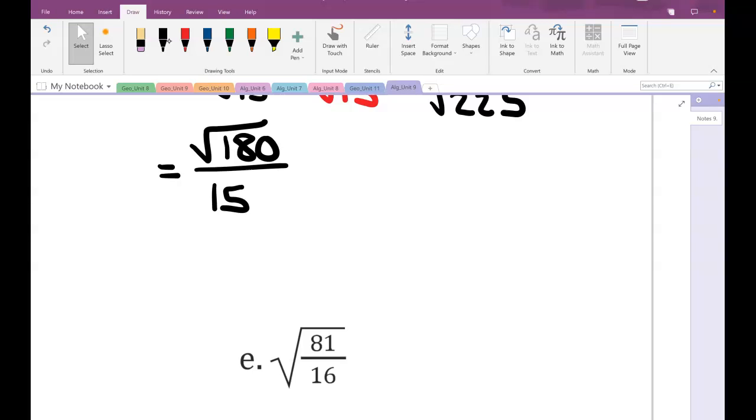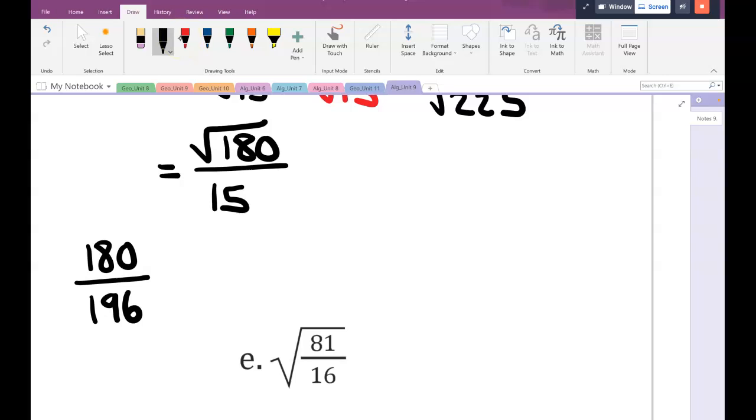So to check, we'll take 180 divided by 196. If you were to do that, you would get a decimal. So we know it's not 196. If we were to check 180 divided by, what's the next lowest one after 196? Look at the list on the front. 169. If you were to divide those two, you would get a decimal.